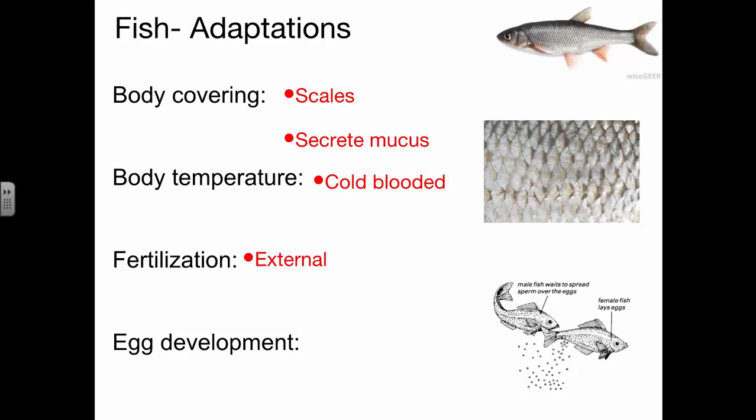Another thing we'll talk about with each type of animal is their reproduction. Because in vertebrates, fertilization of the egg, which is when sperm cells from the male fertilize egg cells from the female, in fish happens outside of the body. We call that external fertilization.